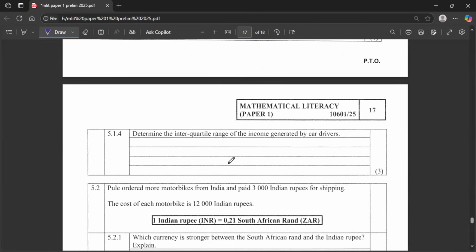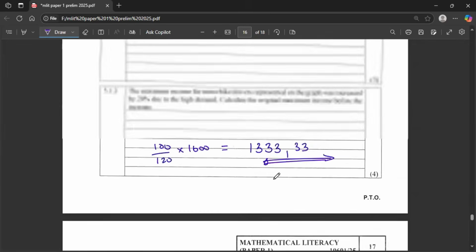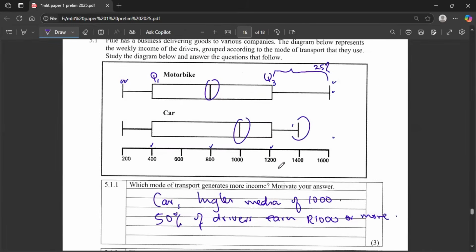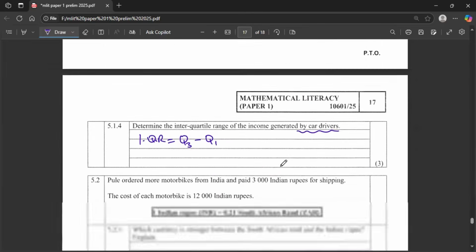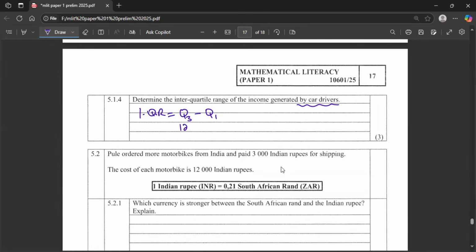5.1.4: determine the interquartile range of the income generated by the car drivers. So we know that the IQR is Q3 minus Q1. Our Q3 for the car is 1,200 and Q1 is 400 respectively. So 1,200 minus 400 gives us 800 rands.